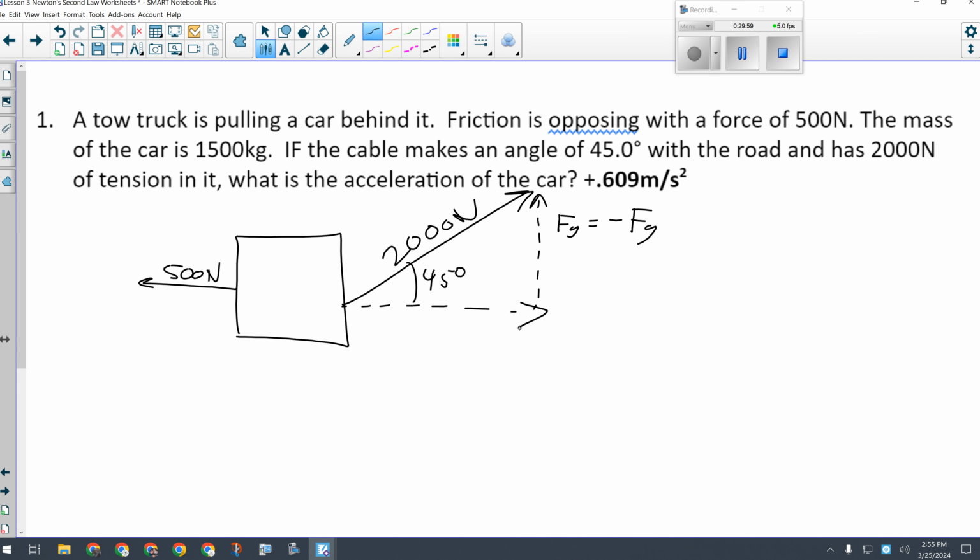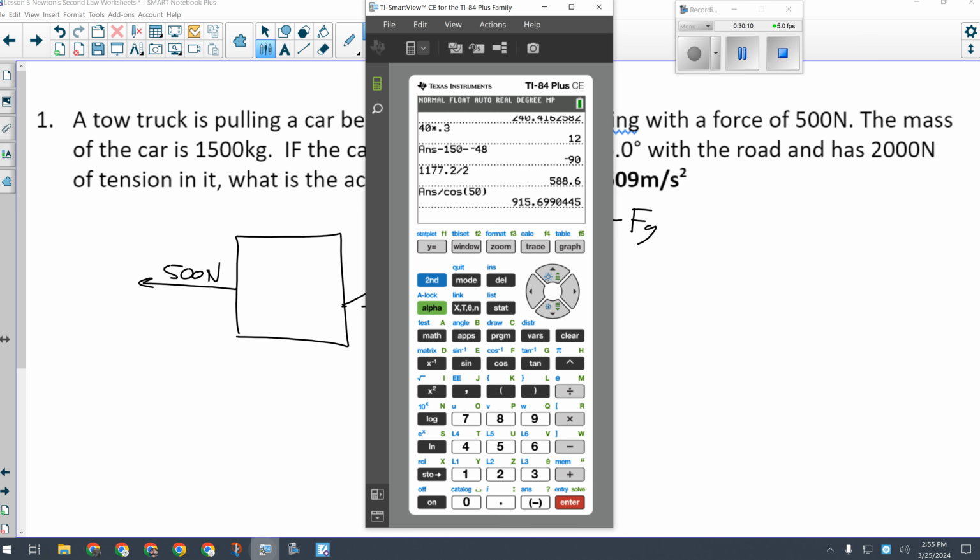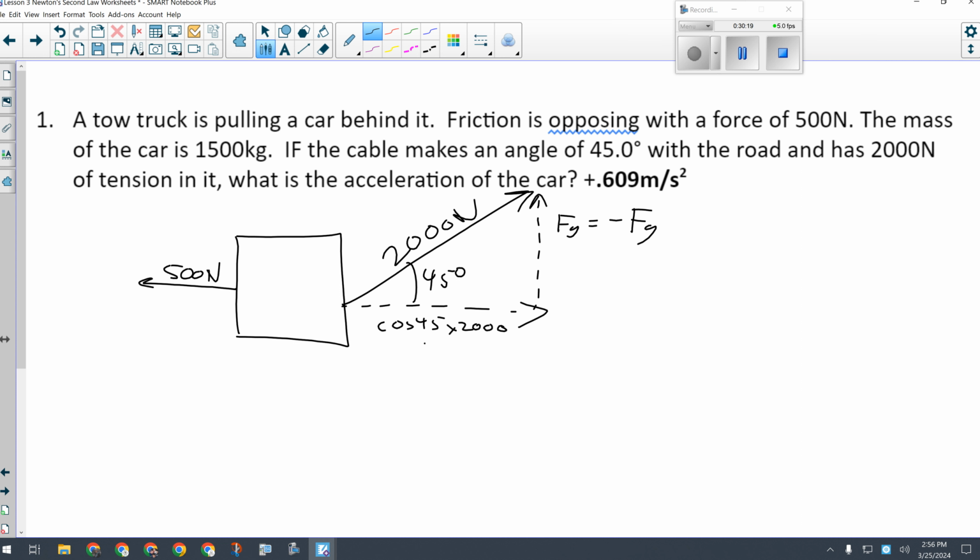Can I calculate how much that is? Yeah, I can. So I'm simply going to go cos of 45 times 2,000, and I'm going to know what this side is. Okay, so there's 1,414.21 newtons worth of forward force from the tow truck. 500 newtons worth of force backwards from friction.